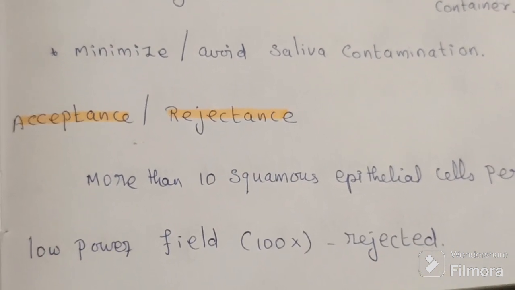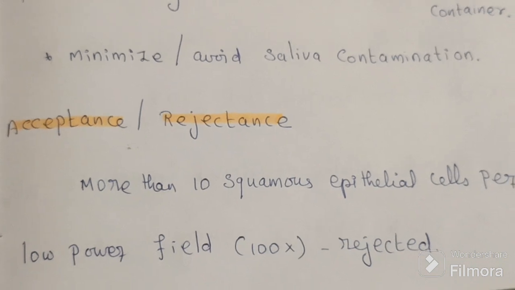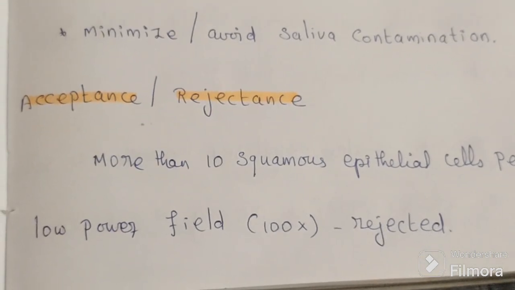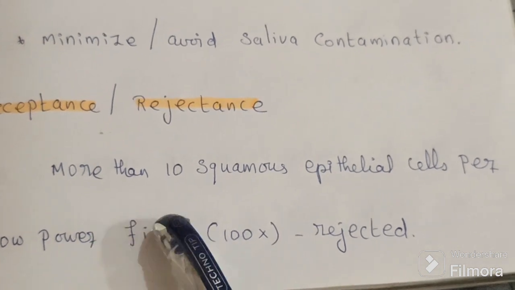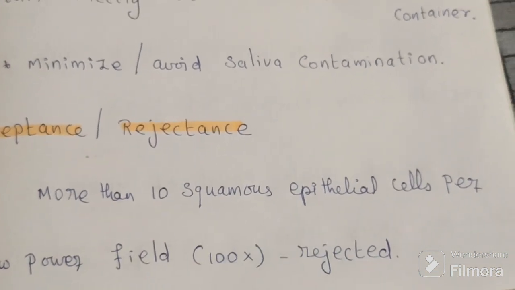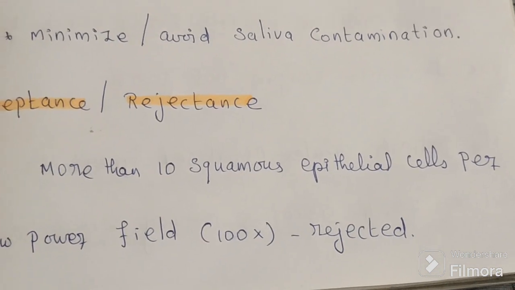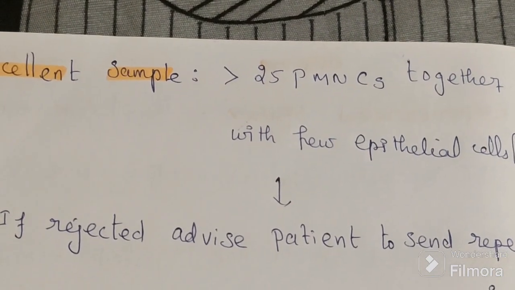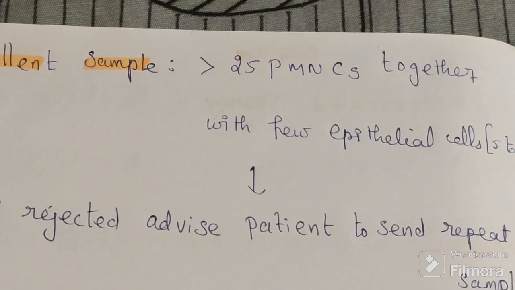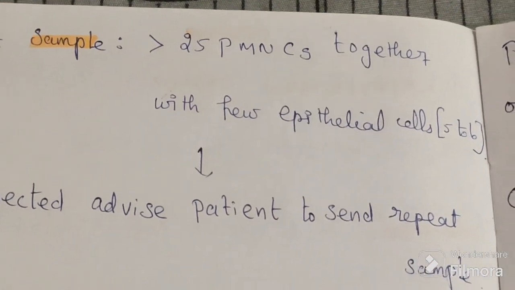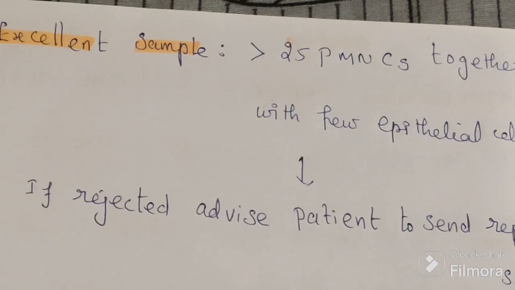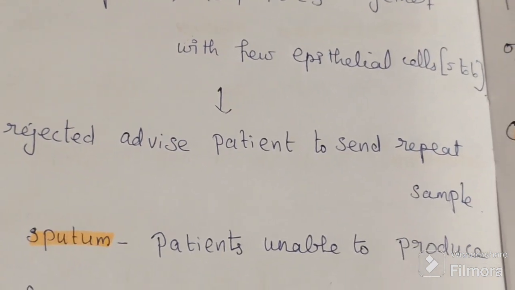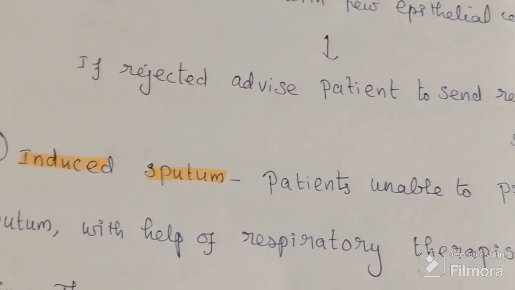Acceptance or rejection: more than 10 squamous epithelial cells per low power field on microscopy means we reject the sample. More than 25 polymorphonuclear cells together with few epithelial cells, 5 to 6 cells, means it is an excellent sample. If rejected, advise the patient to send a repeat sample.